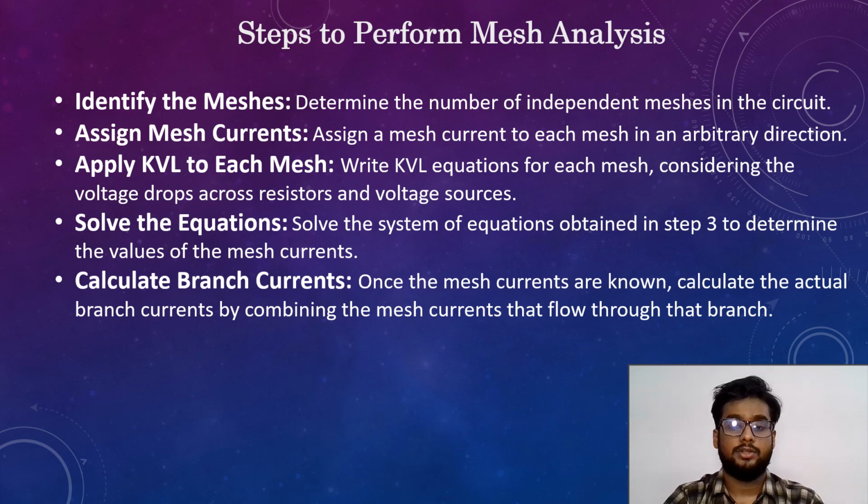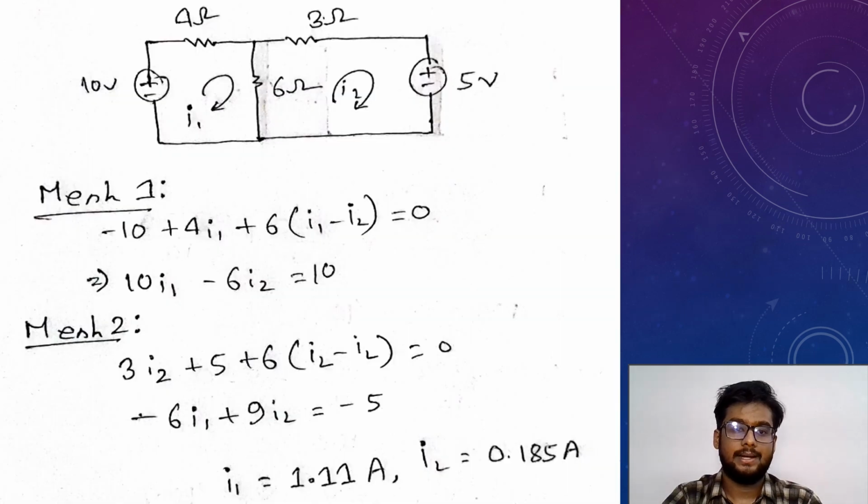Write KVL equations for each mesh, using the voltage drops across resistors and voltage sources. Solve the equations obtained in the previous step to determine the values of the mesh currents. Calculate the branch currents: once the mesh currents are known, calculate the actual branch currents by combining the mesh currents, considering the flow direction. Here is an example of mesh analysis.